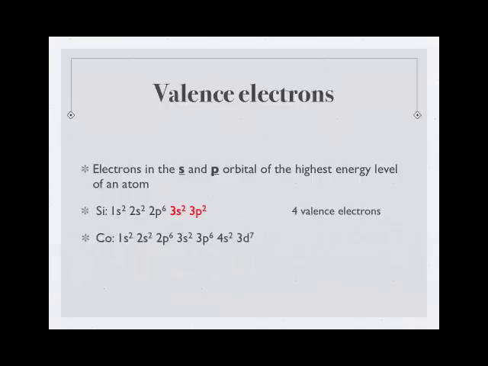Pretty simple. Another example, cobalt. Highest energy level, find it. It's a little tricky. It's not 3, it's 4. The numbers are the energy level. And in that energy level, it only has s's. So there are only 2 valence electrons.